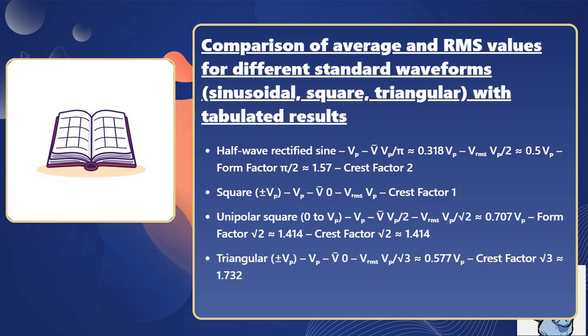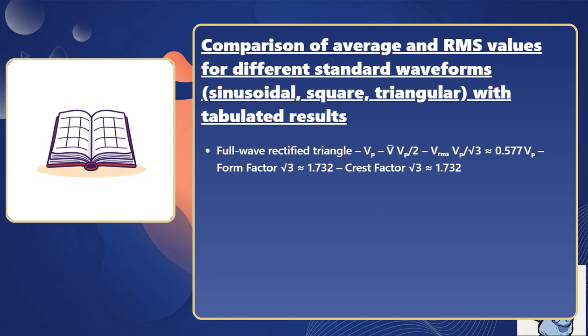Triangular, plus or minus V sub P. Average voltage is 0. RMS voltage is V sub P divided by the square root of 3, approximately 0.577 V sub P. Crest factor is the square root of 3, approximately 1.732.